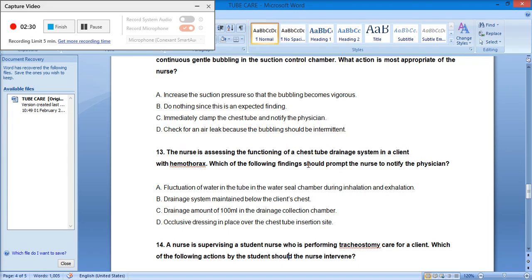The nurse is assessing the functioning of a chest tube drainage system in a client with pneumothorax. Which of the following findings should prompt the nurse to notify the physician? A. Fluctuation of water in the tube in the water seal chamber during inhalation and exhalation. B. Drainage system maintained below the client's chest. C. Drainage amount of 100 ml in the drainage collection chamber. D. Occlusive dressing in place over the chest tube insertion site. The correct answer is C. Drainage amount of 100 ml in the drainage collection chamber.